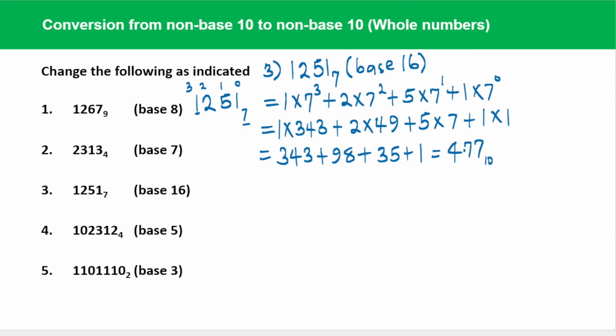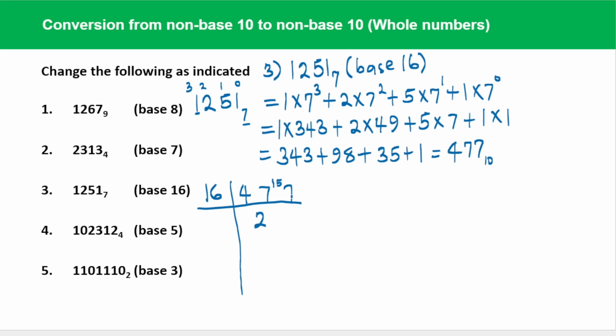Now we change from base 10 to the required base, which is base 16, by using 16 to divide 477. 16 in 47, how many 16 can we have from? That will be 2. So that's 2 whole number. 16 times 2 is 32. 47 minus 32 will give us a remainder of 15. So we'll place the 15 in front of the next digit. Combined together, that will give us 157.